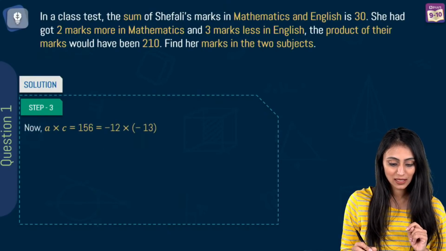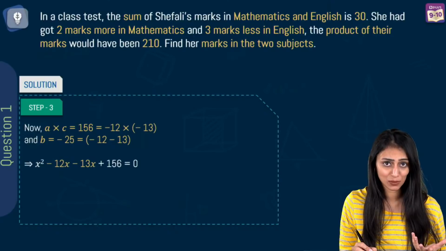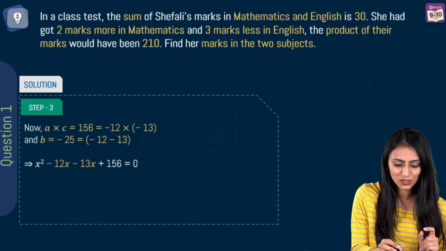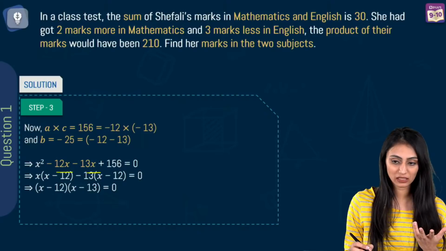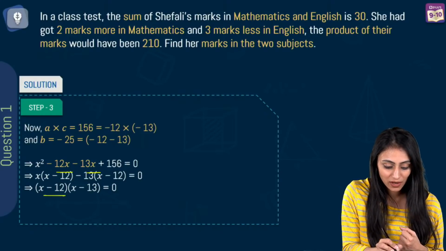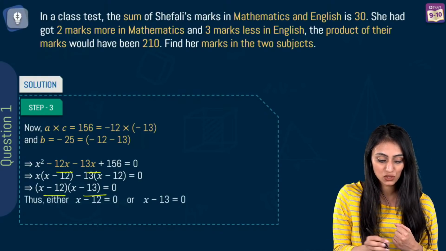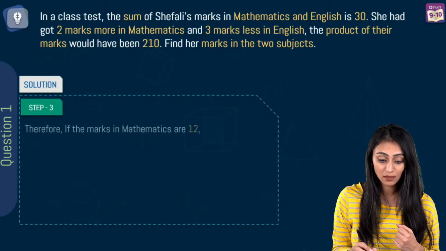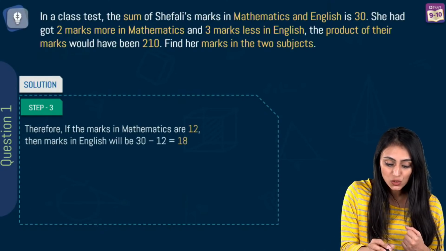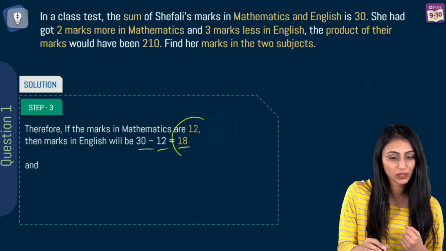So we all know how to do middle term splitting, right? This is something very simple for us. So X square minus 12X minus 13X plus 156, we take common from the consecutive terms, and then at the end we arrive at this: X minus 12, X minus 13. So we get 2 values of X from here, which is going to be 12 and 13. So let's say the marks in mathematics are 12. So English would be 30 minus 12, that's 18. So this could be the combination.